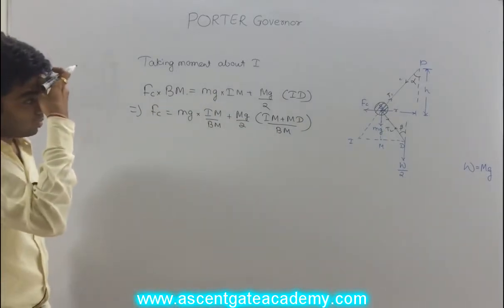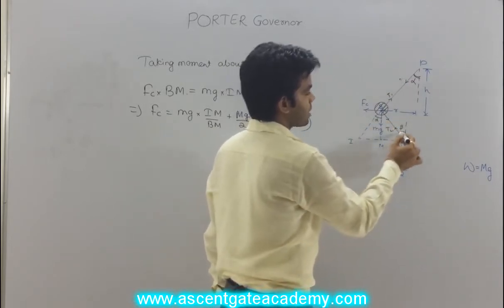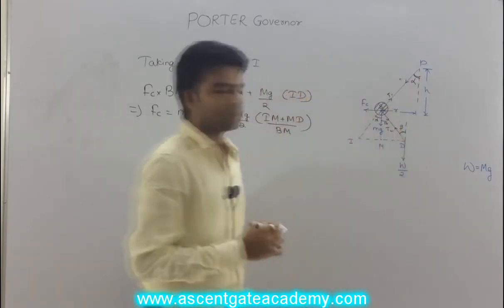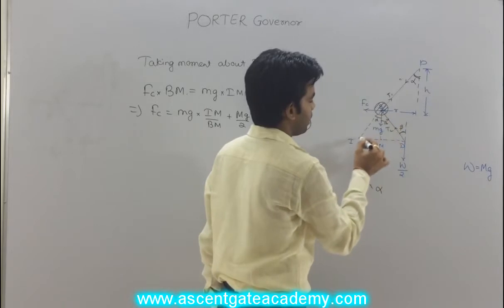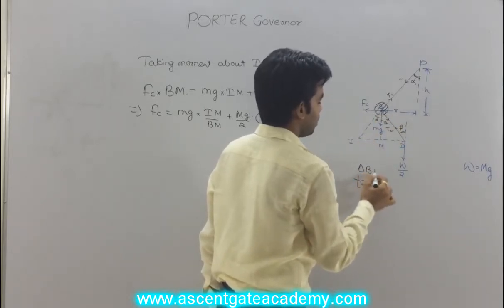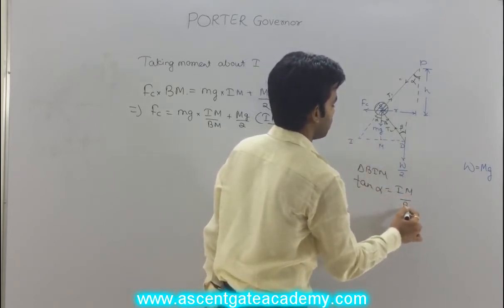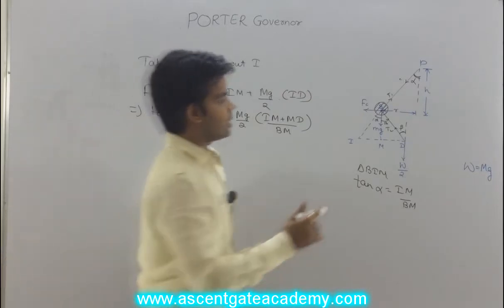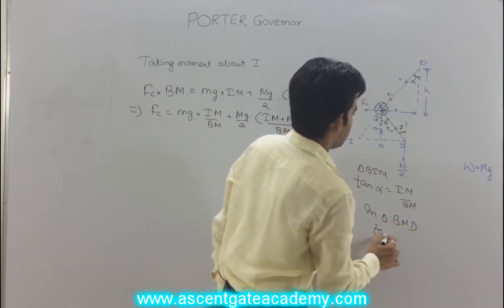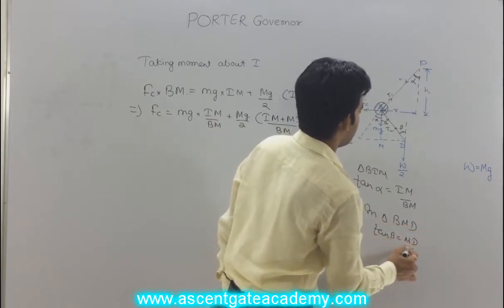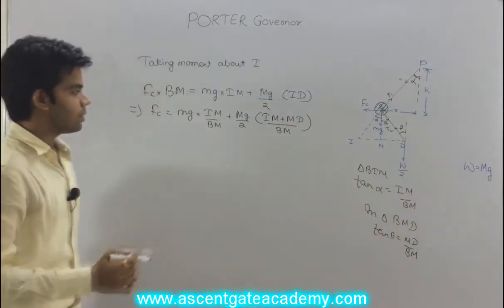Clear or not? Okay. Now this angle is alpha, so this angle will be alpha. Similarly, this angle is beta, so this angle will be beta. Now tan alpha will be equal to what? From triangle BIM, tan alpha will be equal to IM upon BM. Getting this or not? Similarly, in triangle BMD, tan beta will be equal to MD upon BM, perpendicular upon base. Getting this?